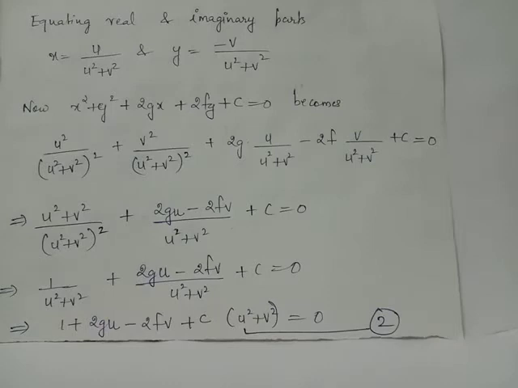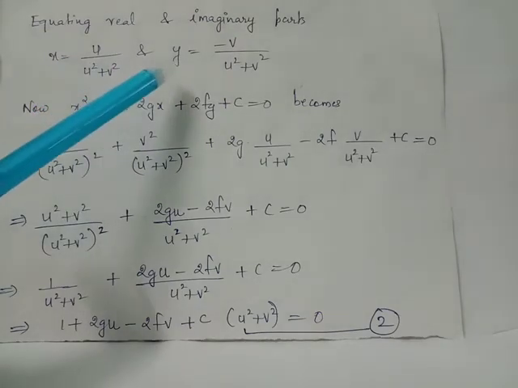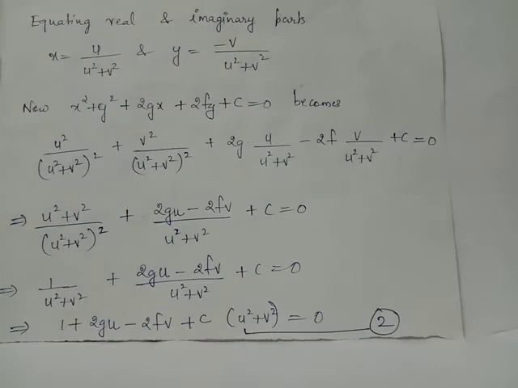Since we are looking for the outputs or the images of the circle in the Z plane, we will replace x and y in the general equation of the circle lying in the Z plane using the expressions for x and y which we have obtained in terms of u and v. Therefore, everywhere x appears, we will replace it by u by u square plus v square, and wherever y appears in the general equation of the circle, we will replace it by minus v upon u square plus v square.